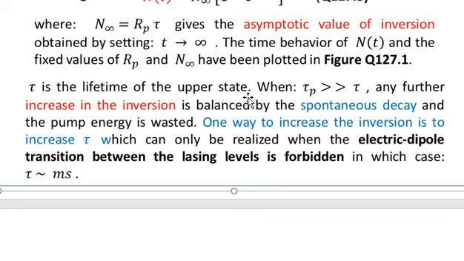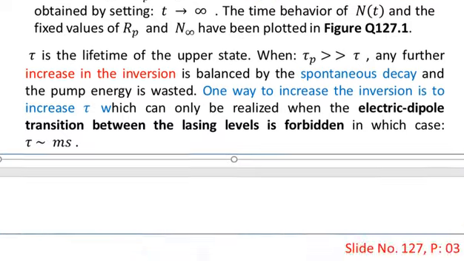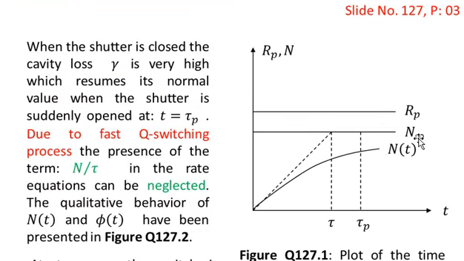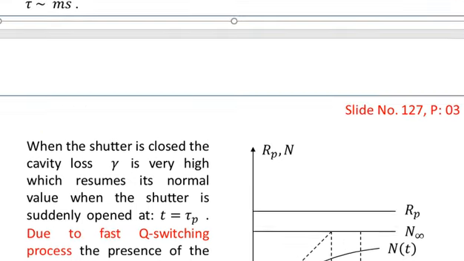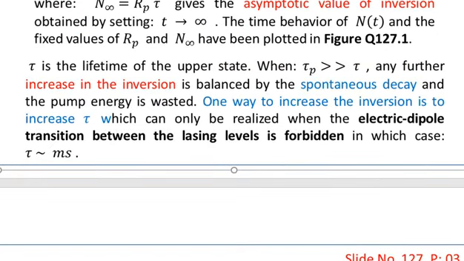Tau is the lifetime of the upper state. When tau p is much greater than tau, any further increase in the inversion is balanced by the spontaneous decay, and the pump energy is wasted. So that's why I have said that theoretically it is possible, but in practical sense, N of t will not approach the value of N infinity, because the spontaneous process starts increasing, and due to that the population inversion starts falling.